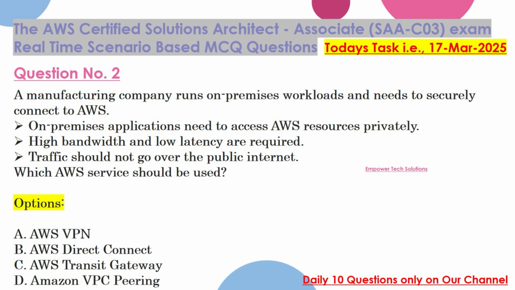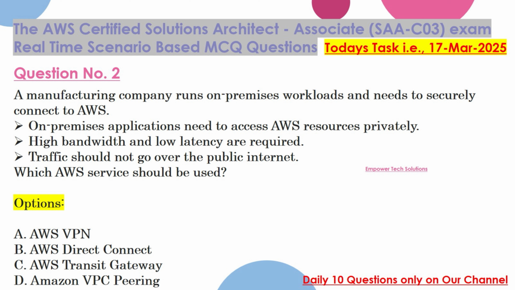Question 2. A manufacturing company runs on-premises workloads and needs to securely connect to AWS. On-premises applications need to access AWS resources privately. High bandwidth and low latency are required. Traffic should not go over the public internet. Which AWS service should be used?